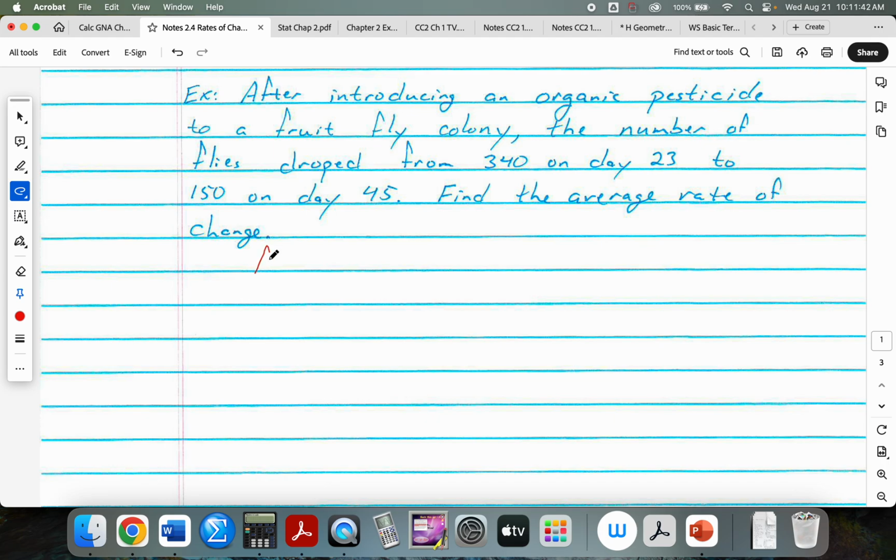All right, so the average rate of change will be the change in the quantity. So it's 150 minus 340, where it ended minus where it started, over where it ended minus where it started in terms of the time interval, 45 minus 23. So this is negative 190 over 22, if I've done the arithmetic correctly.